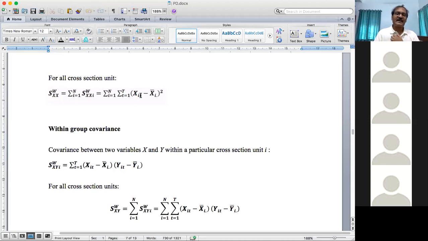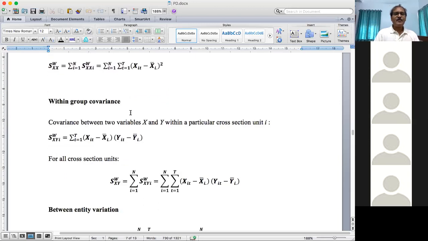If we take a deviation x_it minus x_i bar dot, where x_i bar dot is the mean for a particular cross-section unit i, so if you take the deviation of this kind of mean value from the actual observation point, and we take the sum twice, one across the cross-section units, another over time, we get what is known as the sum of squares of x within the cross-section units in your sample. So the within sum of squares, we have to keep in mind, is obtained in this way.